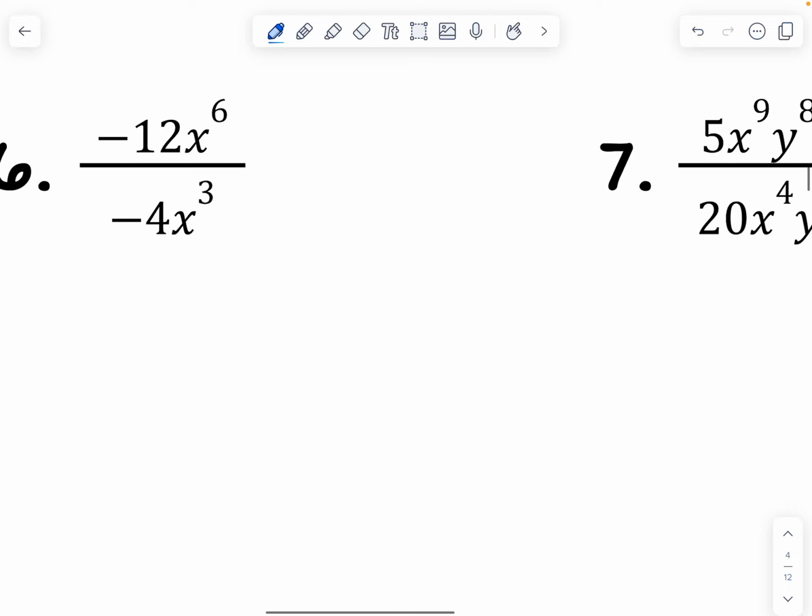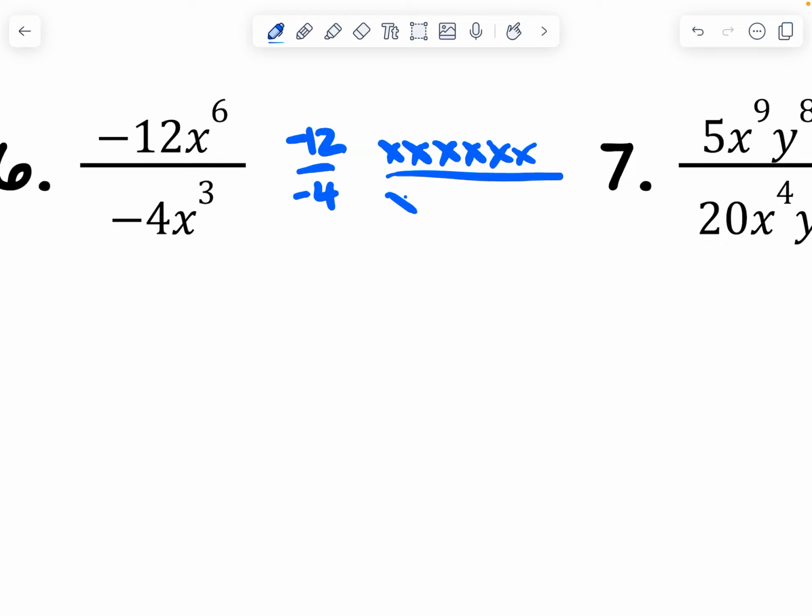Okay, let's go over here. I have negative 12 over negative 4. Negative 12 divided by negative 4 will go in evenly, so I will get a 3. Cancel, cancel, cancel, and I get x to the third.